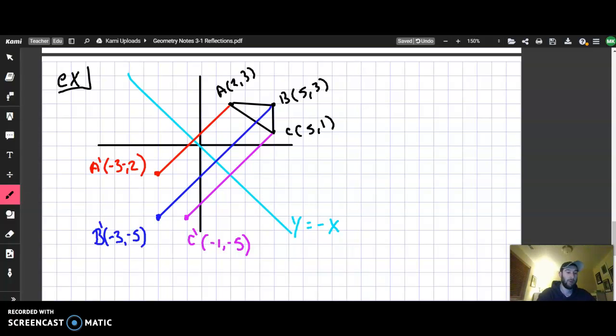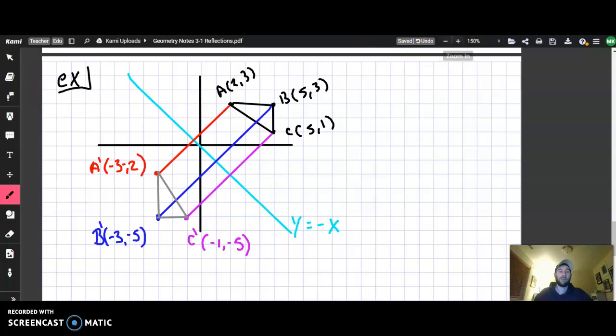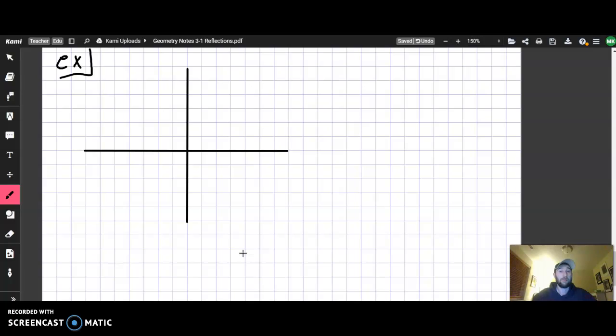We're able to connect the dots and go from A prime to B prime, B prime to C prime, and then C prime to A prime. Ladies and gentlemen, no thank you, sticky keys. We have our image and our pre-image, our ABC pre-image with our A prime, B prime, C prime image reflecting over y equals -x. Now I have 2 more examples to work out for you.